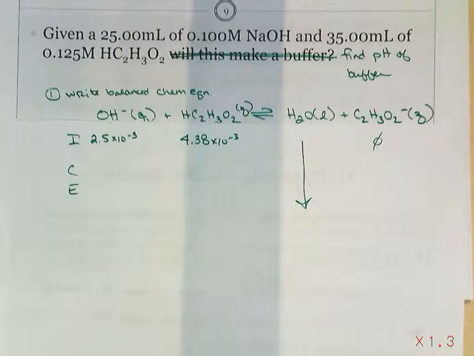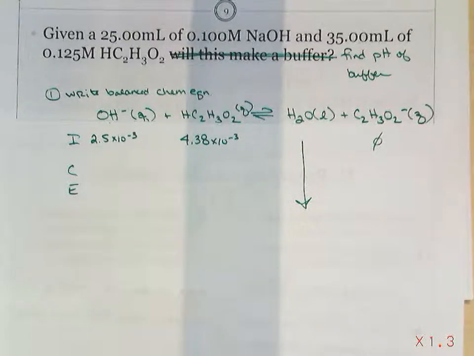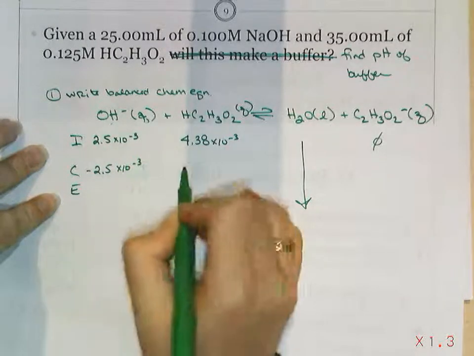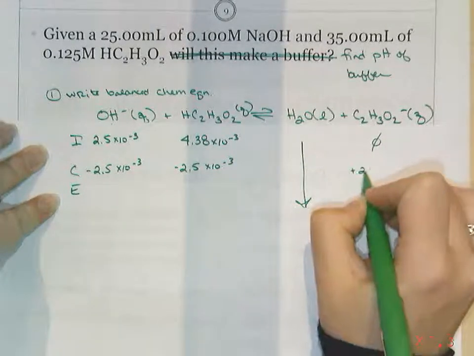So in this change, which number do I subtract then? Do I subtract 2.5 or do I subtract 4.38? Subtract 2.5. Which then means I add that much over to the other side.